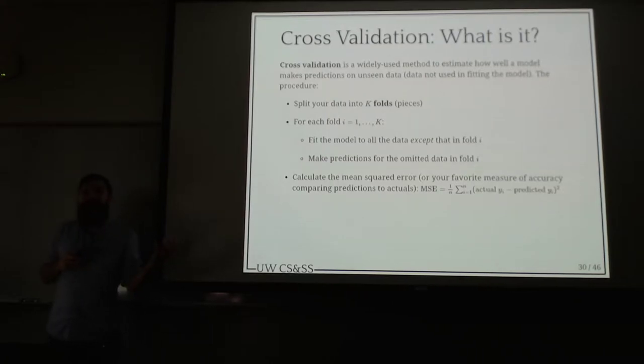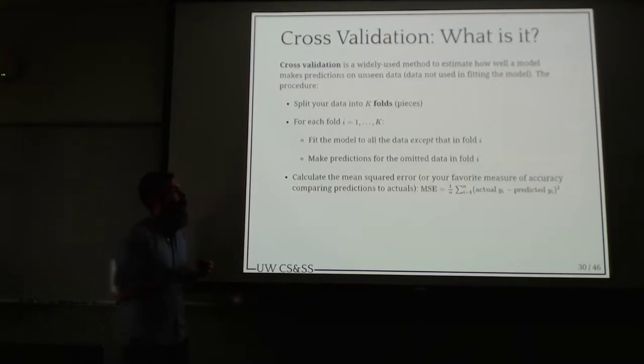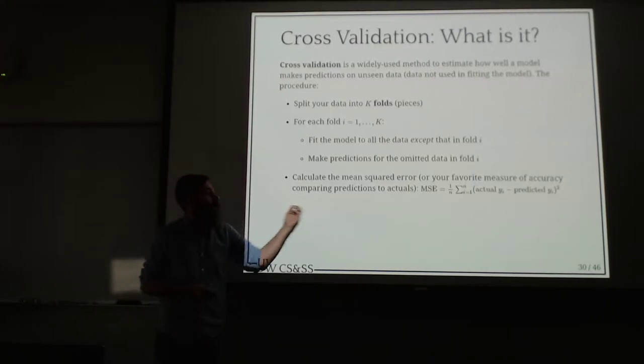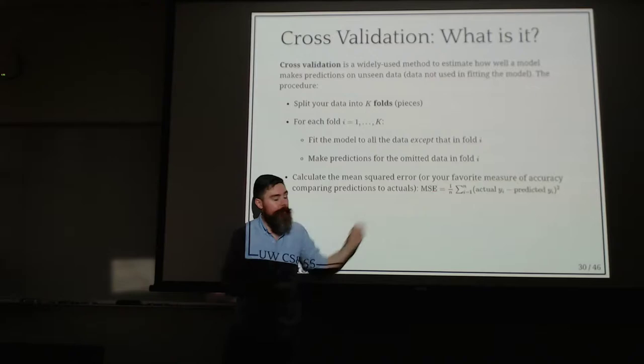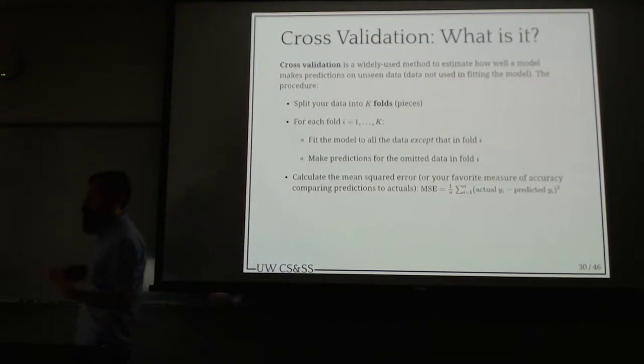And then we could repeat that for every single one of the folds in the data. So we're essentially seeing, if you leave out every possible different chunk of the data, how well does it do predicting the part we left out? Okay? This is for doing out-of-sample prediction. Then we gather all those predictions together and we calculate some measure of accuracy. The one I'm going to show today is the mean squared error, but you could use any other measure of fit that you want.